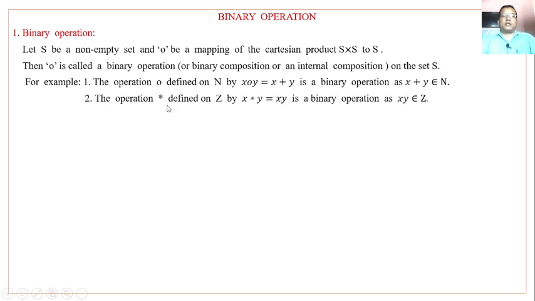Similarly, the operation asterisk defined on Z by x asterisk y equal to x into y is a binary operation as x into y belongs to Z. The product of any two integers is an integer, so x asterisk y belongs to Z for any x, y belongs to Z. Therefore, the operation asterisk defined on Z is a binary operation.